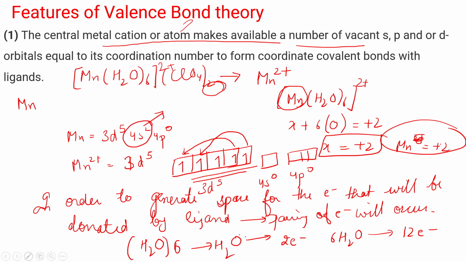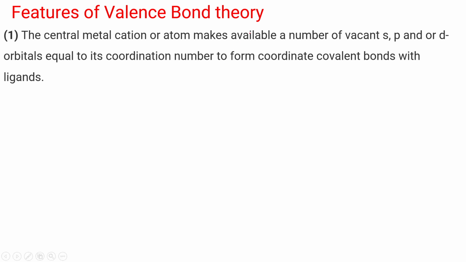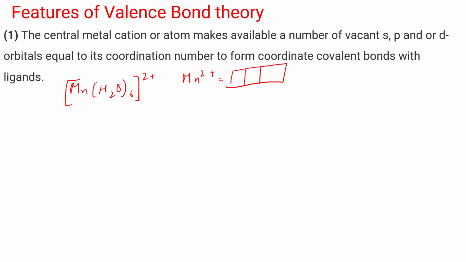So let me again just clear the screen. So for manganese, [Mn(H2O)6]2+, manganese has a plus 2 oxidation state. Initially the electronic configuration will be like this: 3d, 4s, 4p.